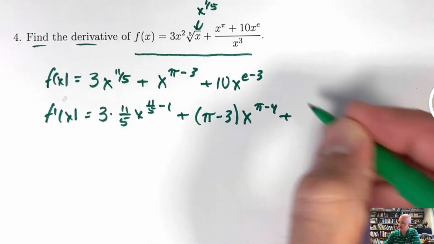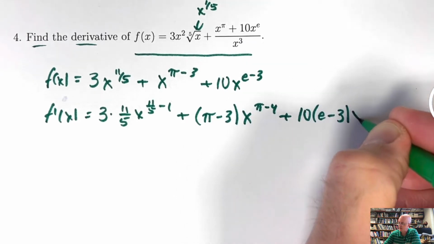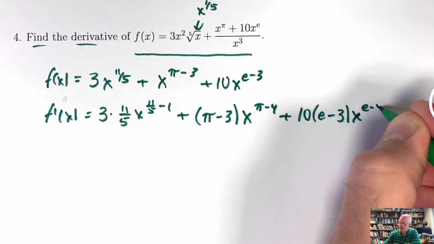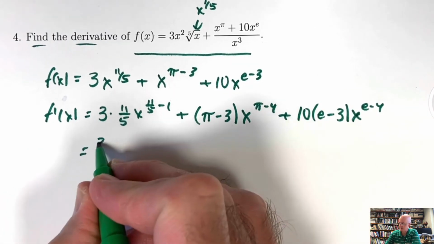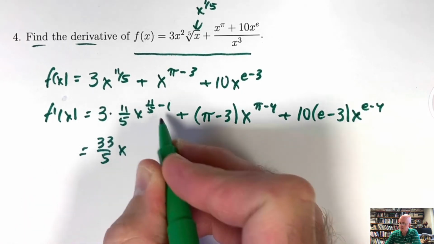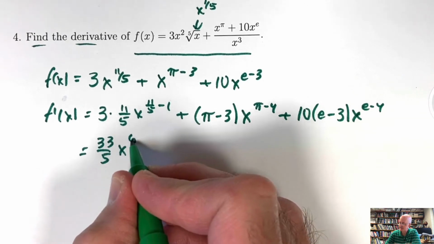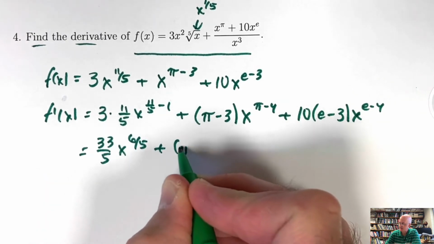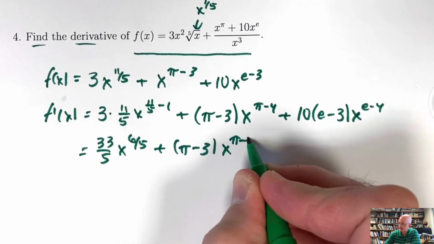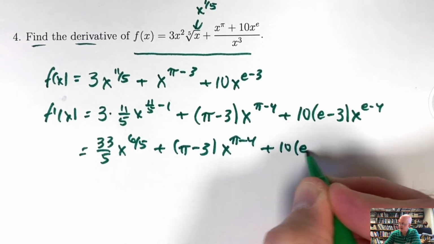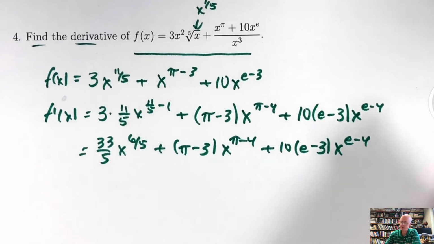And with this next term, carry the 10 along for the ride. Bring down the e minus 3. Subtract 1 from that exponent and it becomes e minus 4. That's the answer. You can simplify a little bit if you like. This is 33/5. 11/5 minus 1 is 11/5 minus 5/5, which is 6/5. And everything else can just stay as is. Pi minus 3 in parentheses times x to the pi minus 4 plus 10 times e minus 3 in parentheses times x to the e minus 4. That's the derivative of this function.